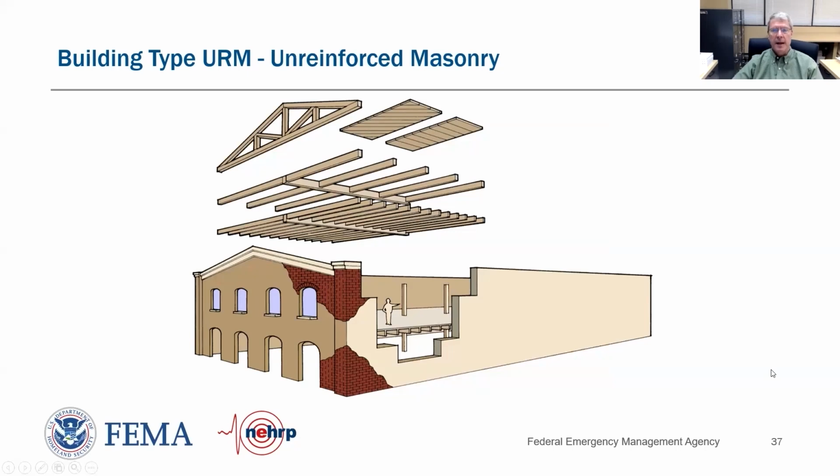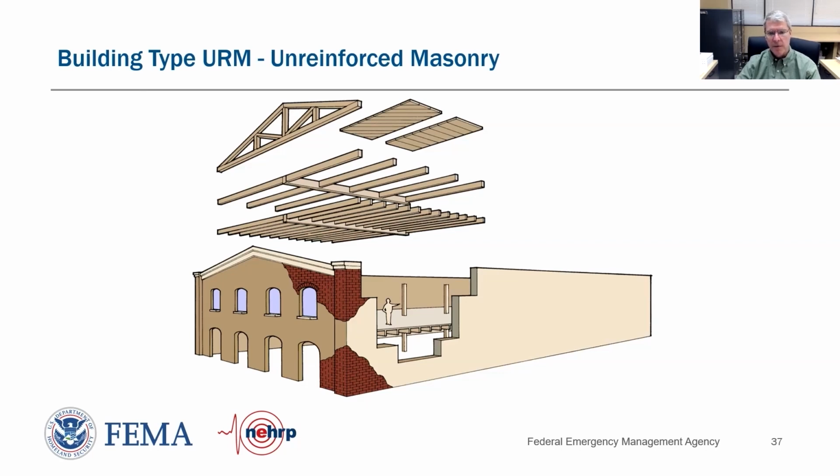Unreinforced masonry. This is one of our most vulnerable building types that we have of the 17. And it doesn't take much shaking to cause some pretty significant damage and life safety risk associated with these types of buildings. They are very pretty, but if you shake them, they are going to be damaged fairly quickly. And so here's an illustration of an unreinforced masonry building, much like our reinforced, but no reinforcement.